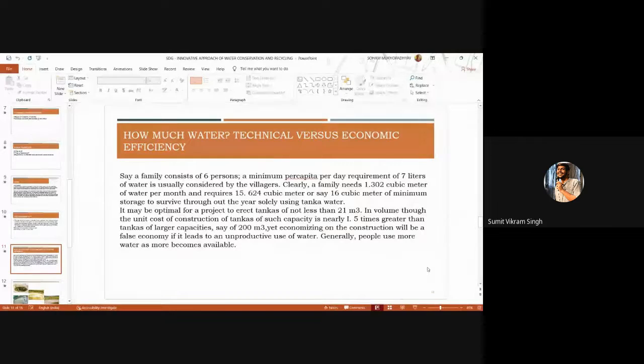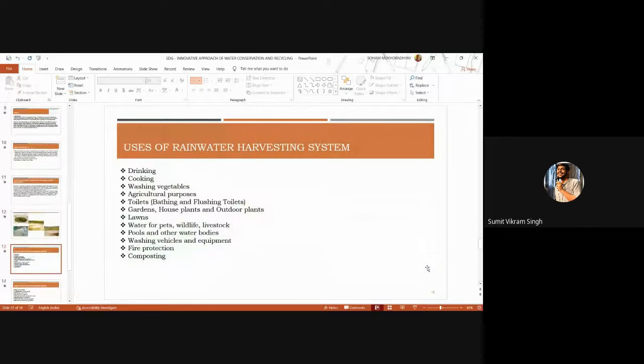So, coming to the uses of rainwater harvesting, which follow like drinking, cooking, washing vegetables, agriculture purposes, bathing and flushing, garden irrigation purposes. We can use it in villages, plus lawns, water for pets, wildlife, livestock, pools and other water bodies, washing vehicles and equipment, fire protection, composting.